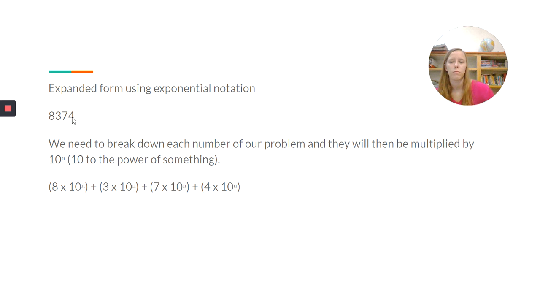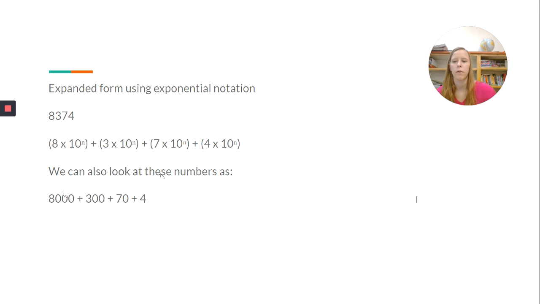Okay, so we know that 4 is in the ones place, so 4 doesn't need to move. So what we're going to do is 4 is going to be to the 0 power. So we're going to have 4 times 10 to the 0 power. And then 7 is in the tens place, so it needs a 0 behind it, really, if we'd have 70. Because remember, we can look at the number as 8,000 plus 300 plus 70 plus 4. So 7 times 10 to the first power, because we just need 7 times 10 to get to 70.